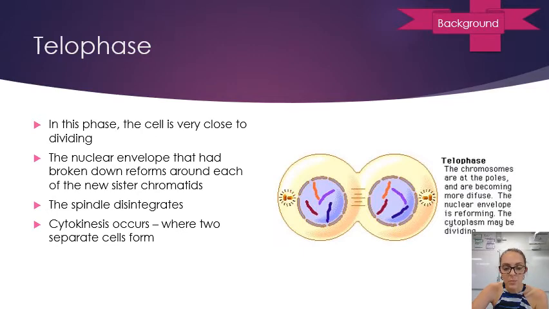In telophase, we're really close to forming two new cells. We can see the nuclear membrane starting to reform around our new copied chromosomes. We can see the spindle starting to disintegrate and go back to its original state. And then finally, cytokinesis is that last step where the two cells break off and we have newly forming cytoplasm and two new daughter cells.